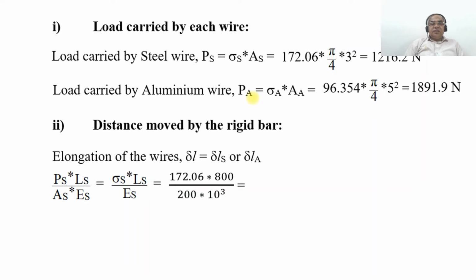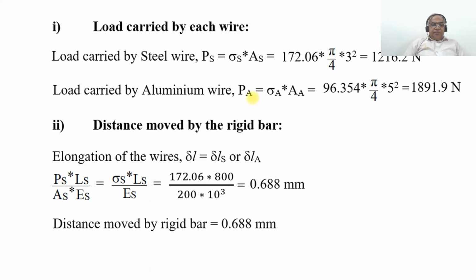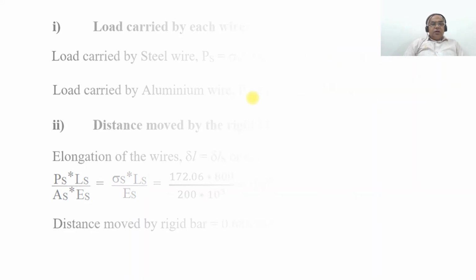So you substitute those values. Sigma S is 172.06 into the length of the steel wire, 800, divided by 200 into 10 to the power of 3. On simplification, you are going to get the distance moved by the rigid bar as 0.688 mm. So this is how you will be able to solve this problem.